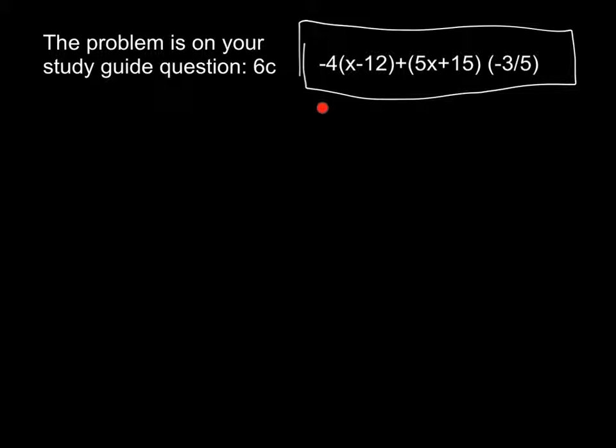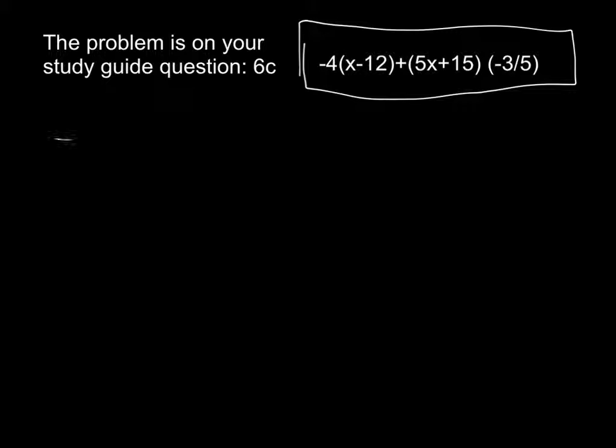So, -4 times (x minus 12) plus (5x plus 15) times -3/5. The only thing I would want to watch out for is this times -3/5, since you would use the distributive property to multiply these two and these two. So, let's start. Let me use a different color.